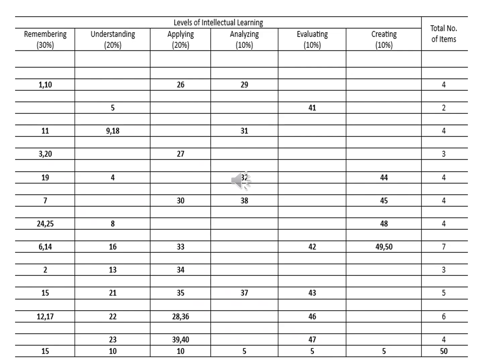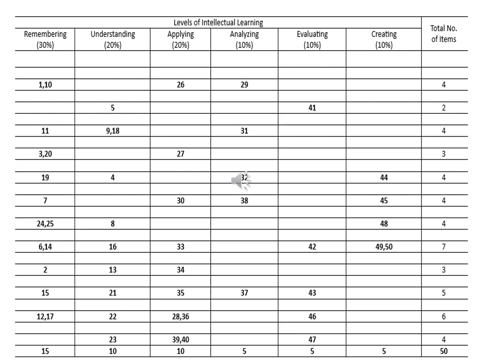Under analyzing, I allocated items 29, 11, 32, 38, 37. For evaluating, items 41, 42, 43, 46, and 47. For creating, I allocated items 44, 45, 48, 49, and 50.